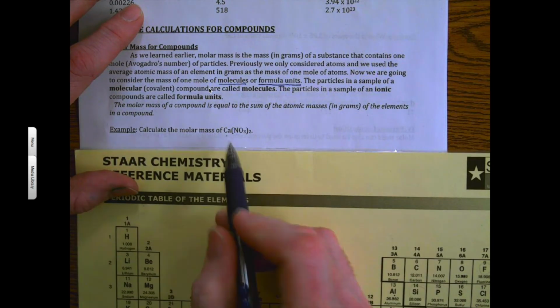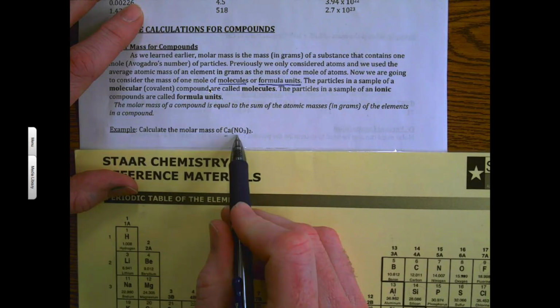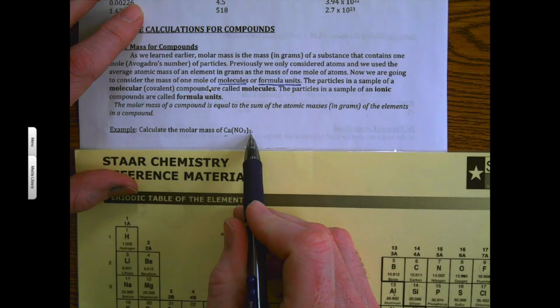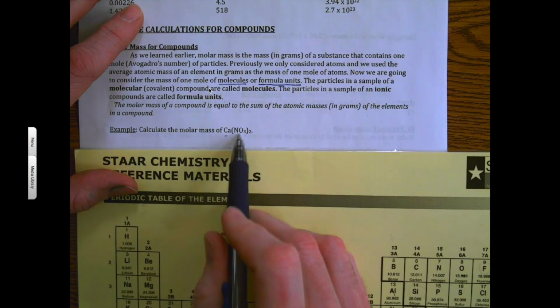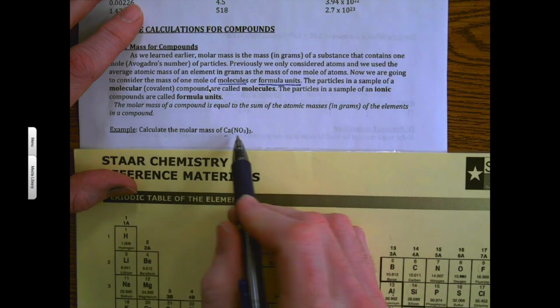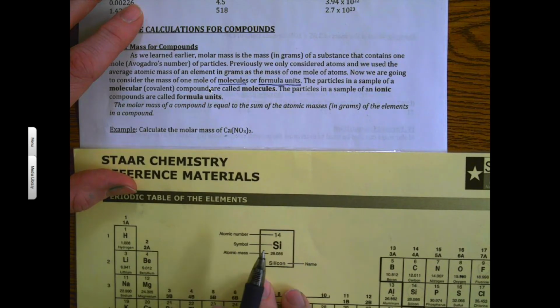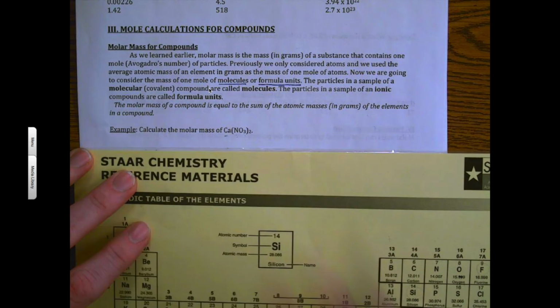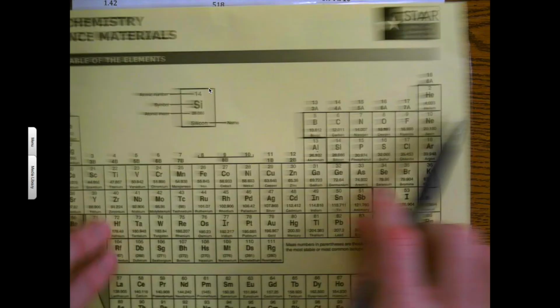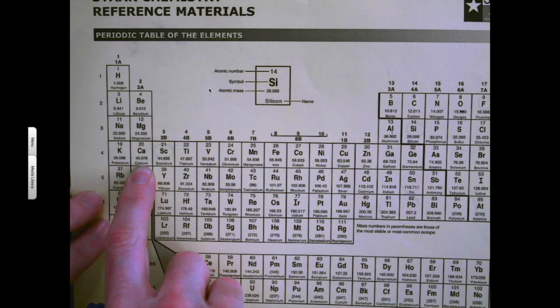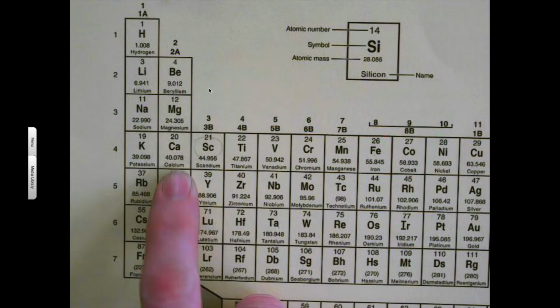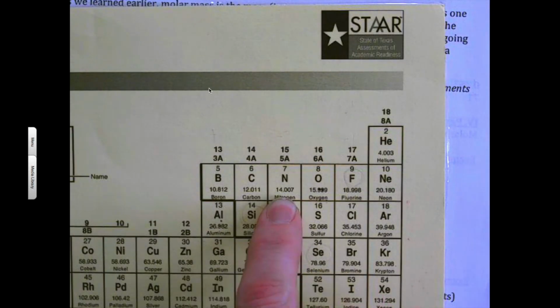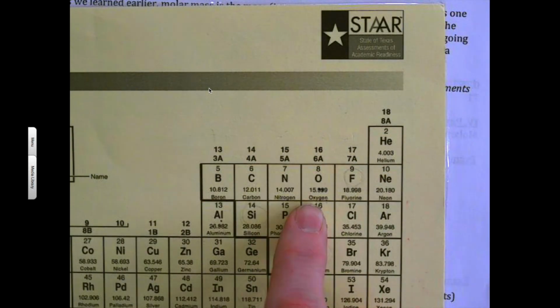Calculate the molar mass of calcium nitrate, that's Ca(NO3)2. Now there's this 2 here. This 2 is going to distribute to everything that's inside the parentheses, so there are 2 nitrogens and there are 6 oxygens. So essentially what we're going to do is we have calcium, and we know that calcium is right here. Molar mass is, zoom in, molar mass is 40. We have nitrogen, molar mass is 14. And then we have oxygen, molar mass is 16, rounding up to 16.